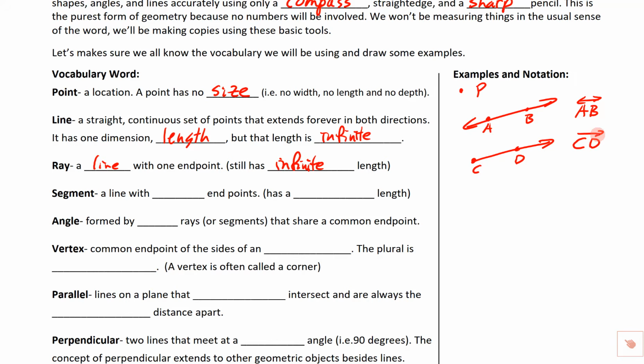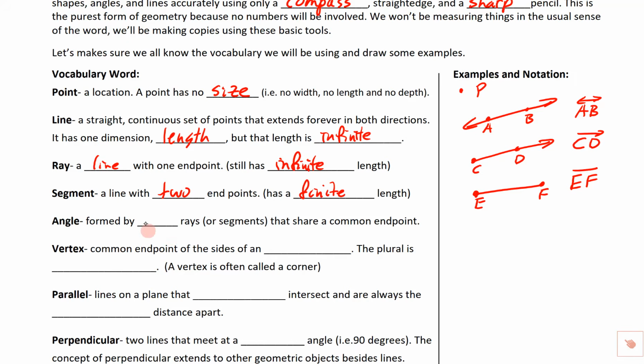And then a segment is a line with 2 endpoints. It's just one chunk of a line, one segment of a line. It has finite length. It doesn't go on forever, so it's something like this. It would start right here and end right here. We would say this is E, and this is F. So this is segment EF, and notice that we've got a little line segment above that.